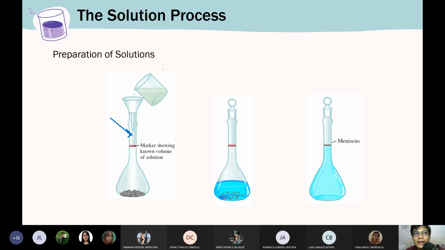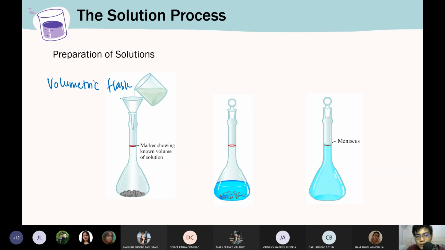Now, basta mahaba yung leeg, volumetric yan. Okay? Ito mahaba leeg niya. Yan. Si Erlenmeyer naman, triangle yung shape niya. Yung kay Dexter Laboratory. Ito rounded siya. So in preparing your solution, we need to use a volumetric flask. Okay, so yan yung gagamitin natin.